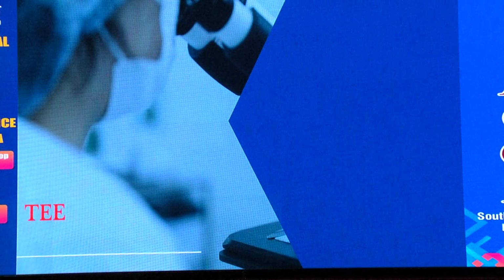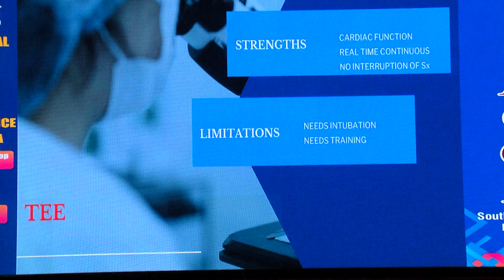Okay, so take home, TE, do you really want to put it? For me, yes, because it's an ornament for me. You can monitor the wholesome cardiac functions, systolic, diastolic, everything. Very important, it's a real-time continuous monitor. You need not interrupt the surgeon, you need not interrupt the surgery.